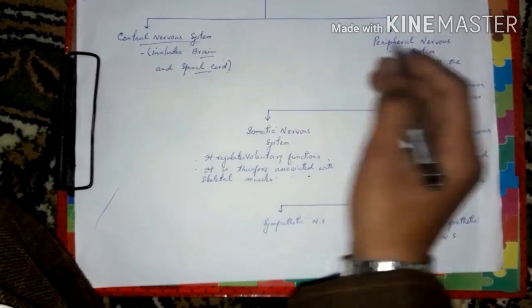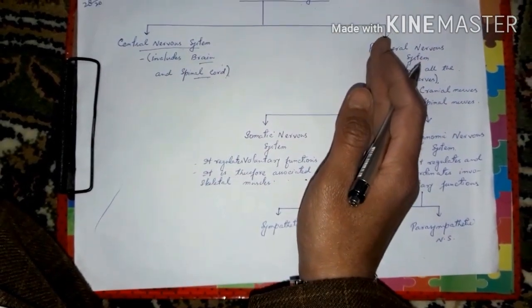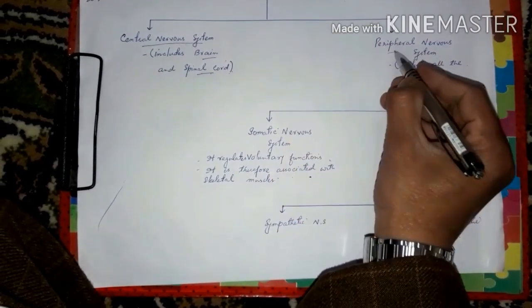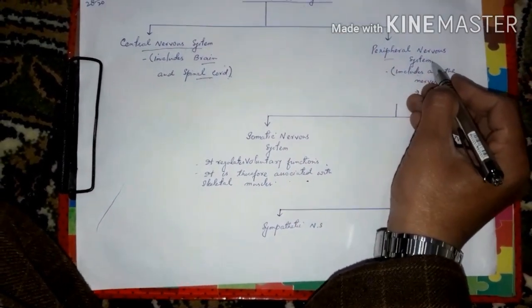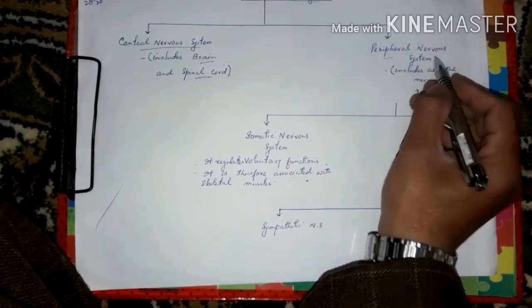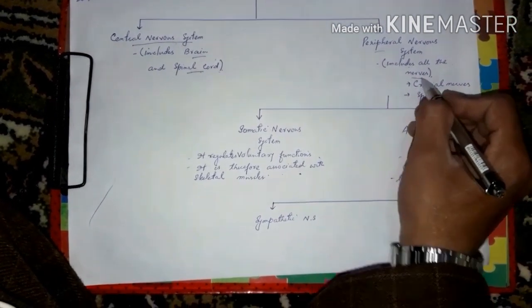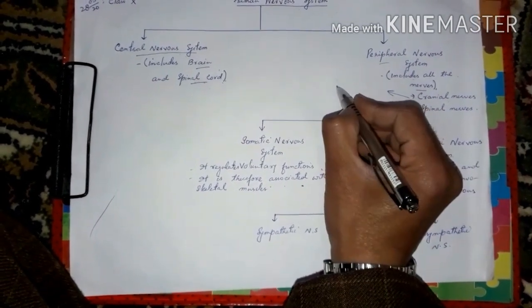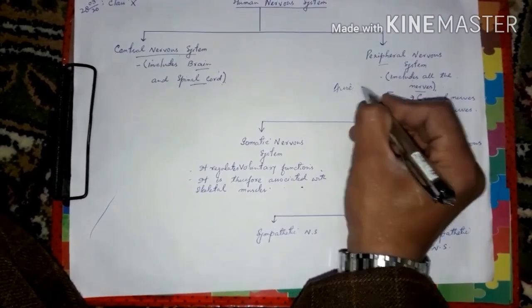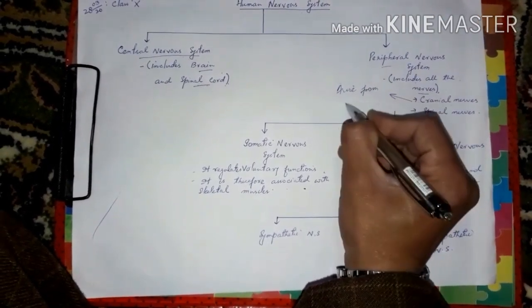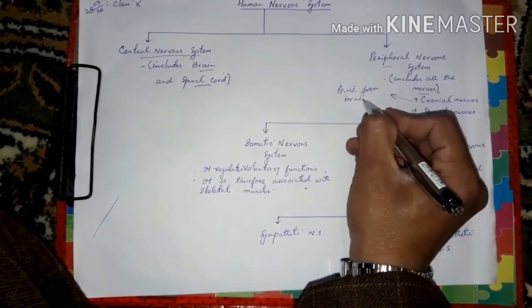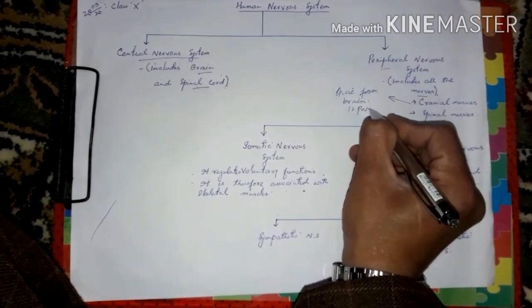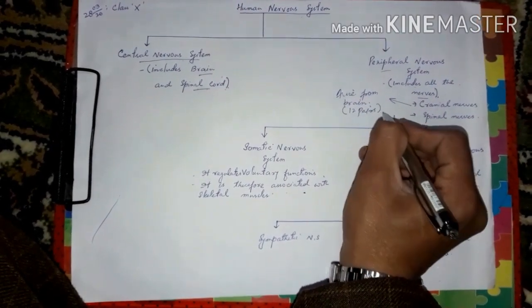And then the second category into which the nervous system is divided is the peripheral nervous system. To make it more simple, I will say the peripheral nervous system includes all the nerves. Whether we talk about the cranial nerves, what are the cranial nerves exactly? These are the nerves which arise from the brain, and they are 12 pairs in number.